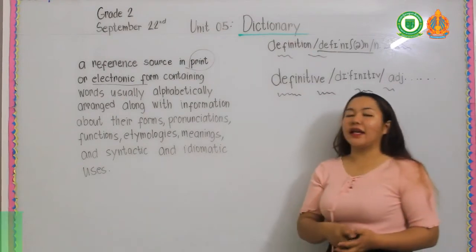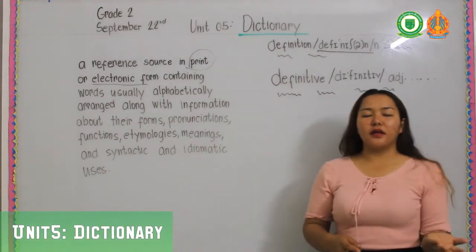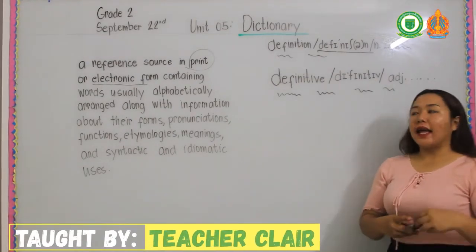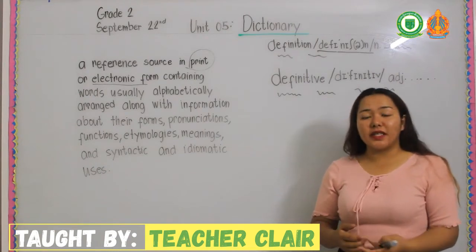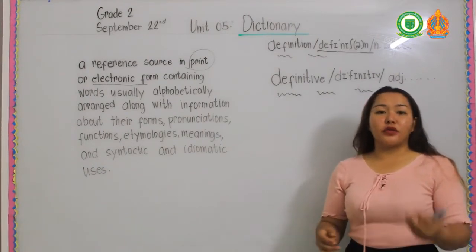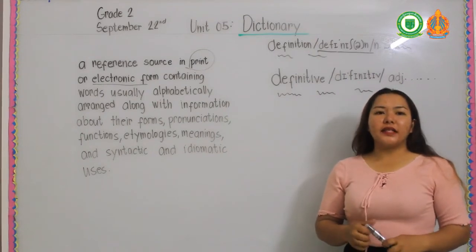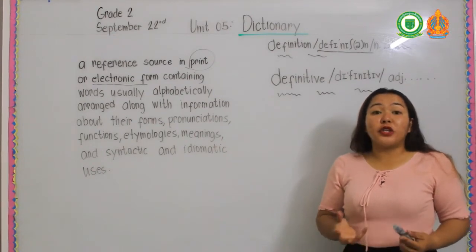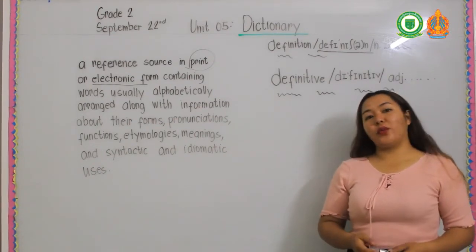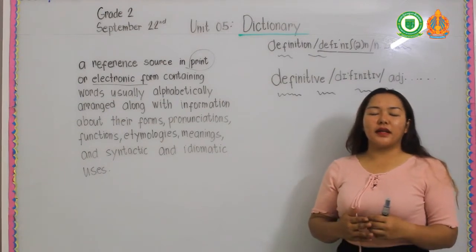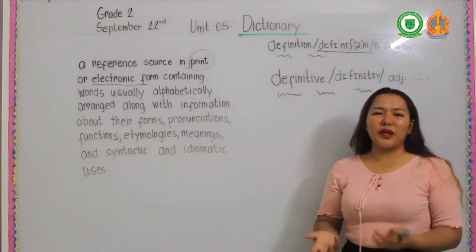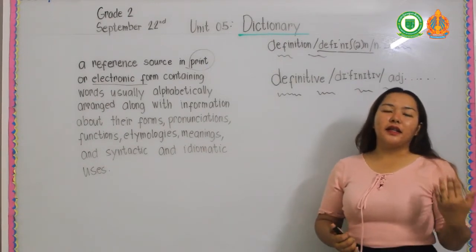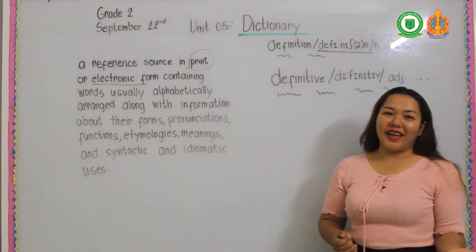Meaning, syntactic, and idiomatic uses. That's so much for you to know right now. But all you need to know about dictionary is that it helps people to understand the meaning of words and how to pronounce them. Some dictionaries even have pictures and history about the word. So dictionaries are printed in different forms, because people use them in different ways too. Okay, alright.